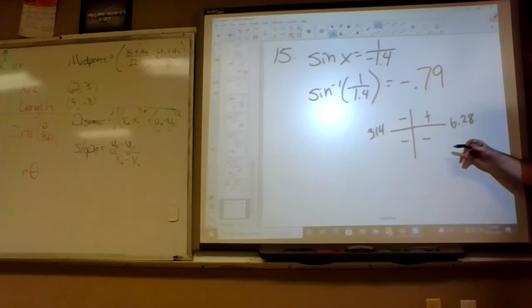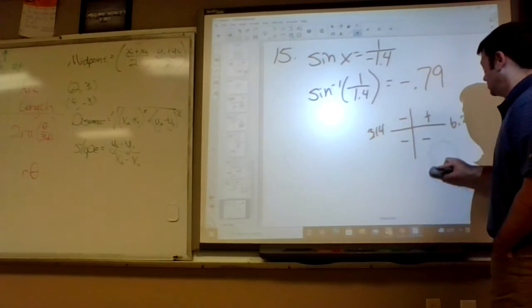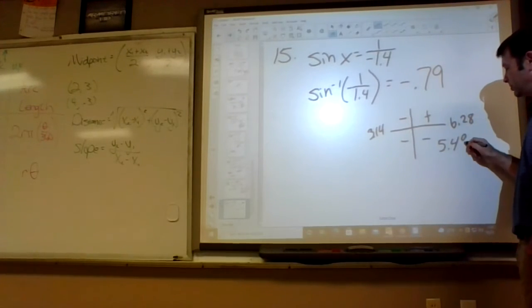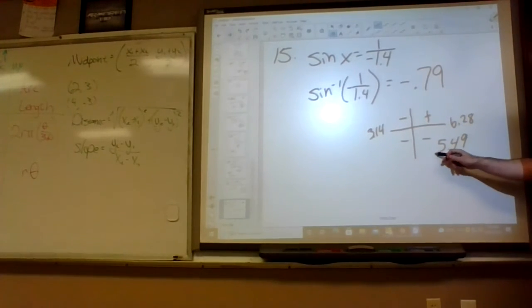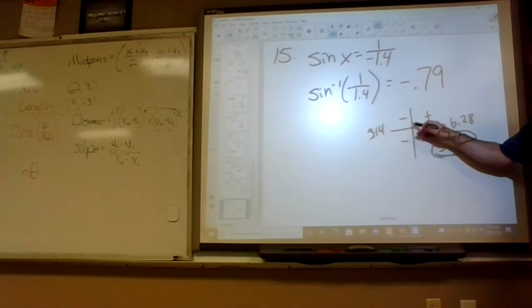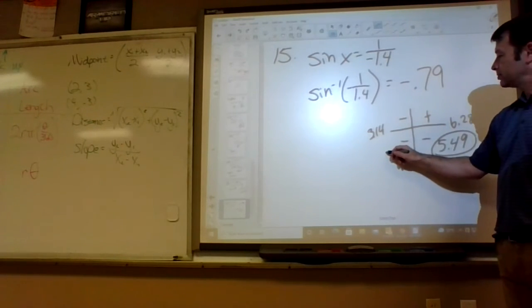Is it 4.9 or 5.49? No, we're rounding to the hundredths place. 5.49. And the third quadrant is going to be 3.14 plus the reference angle, 3.14 plus 0.79, which is 3.93.